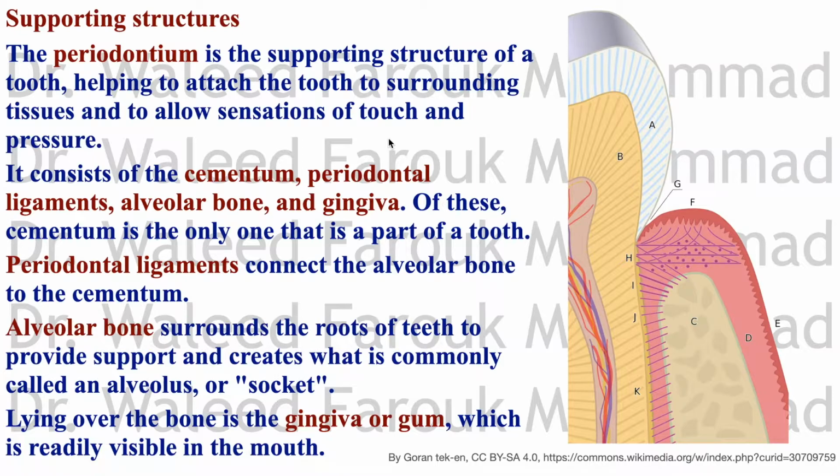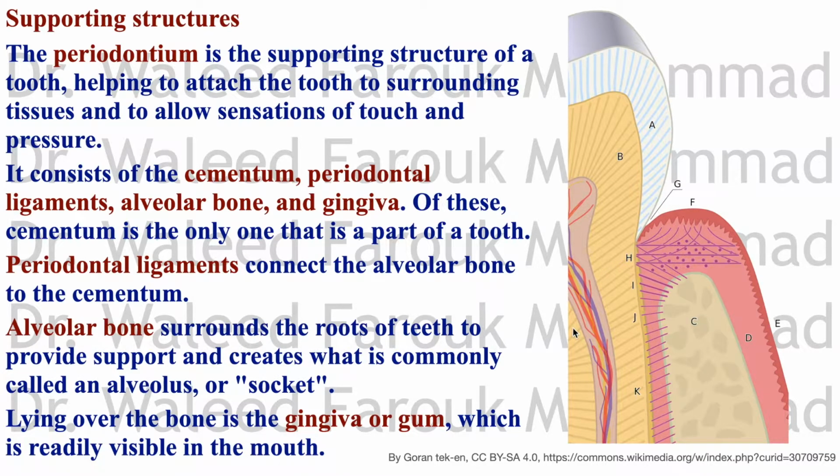The supporting structure of the tooth is called the periodontium. It helps to attach the tooth to the surrounding tissues and allows sensations of touch and pressure. It consists of the cementum, here, the periodontal ligaments, this pinkish layer, the alveolar bone, this is the alveolar bone, and the gingiva. The cementum is the only one that is part of the tooth. The rest are the external tissues.